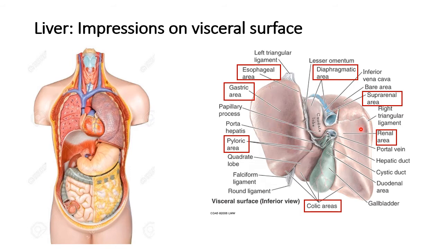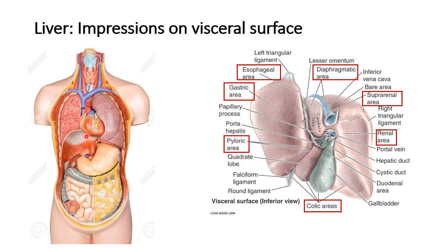And this is the visceral surface of the liver, and on this surface you can see the liver is related to many structures, and these structures have their own impressions on the visceral surface of the liver. Now, in order to understand this, I will start with this image.